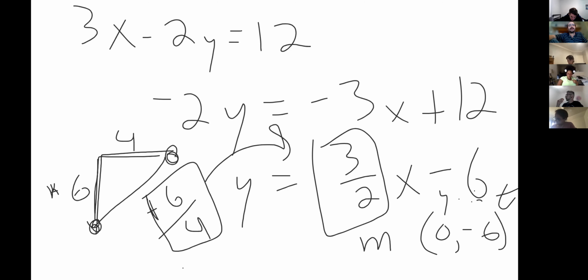All right, what was that? Number 8. Find the line. We found the x-intercept. We found the y-intercept. We found the slope. And we graph the line. Okay. Questions about this one?